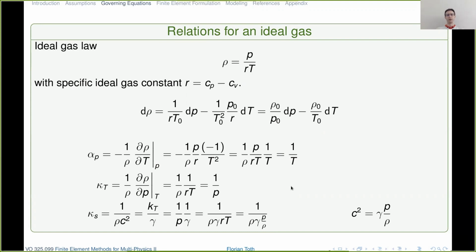And when you do all these derivatives, you see that for an ideal gas, alpha p is 1 over T, kappa t is 1 over p, and kappa s. From this relation, you can actually derive the speed of sound for an ideal gas, which is simply the square root of gamma times P over rho.